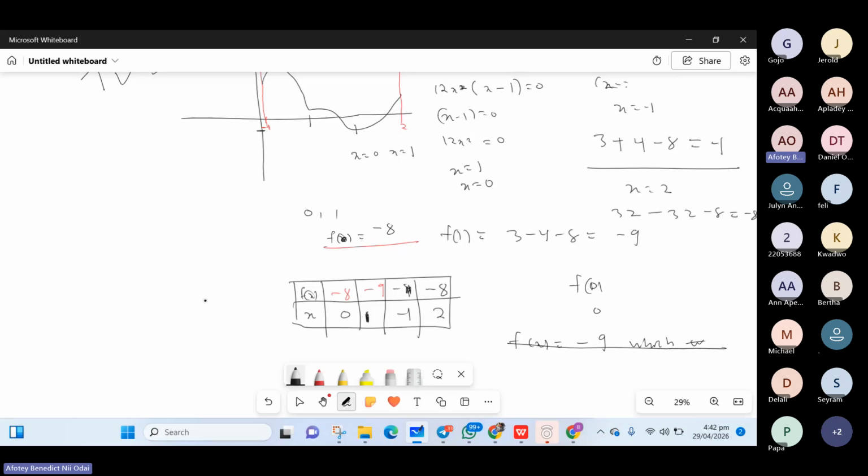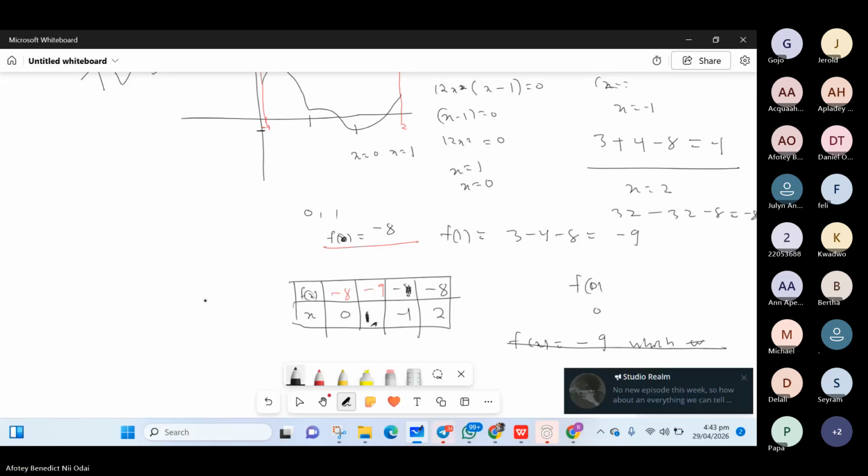You have to conclude that the minimum value is f of x is equal to -9, which occurs when x is equal to 1, and the maximum value is f of x is equal to -1, which occurs when x is equal to -1. Right? You have to conclude. As I said, in any problem that you are given, once you solve, you have to conclude. Very necessary.